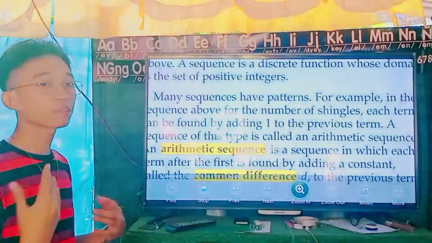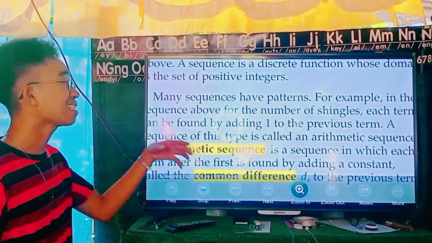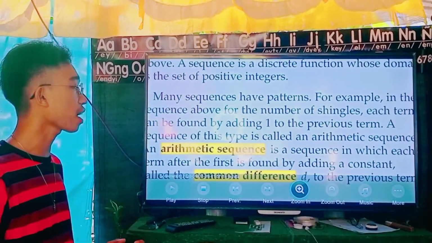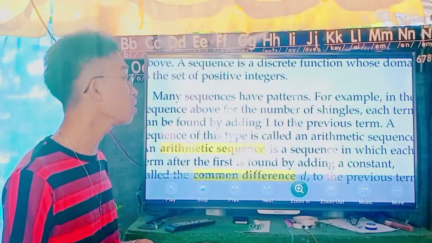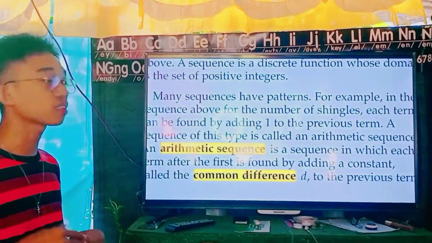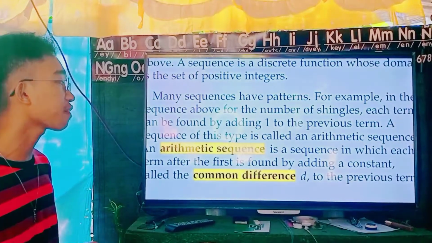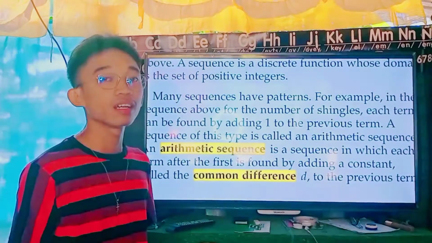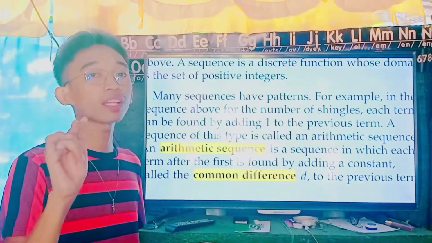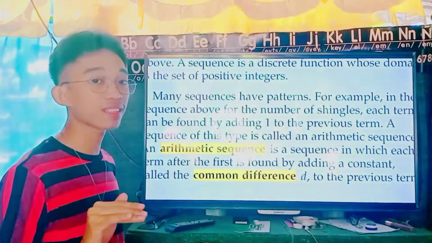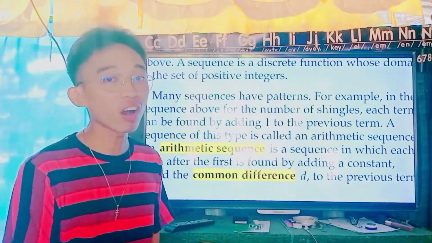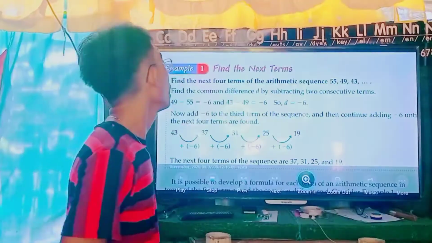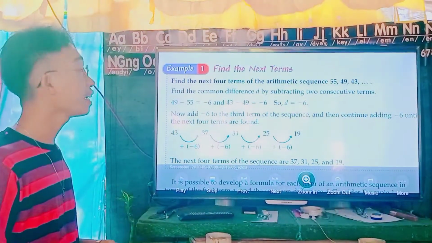What is an arithmetic sequence? It is a sequence in which each term after the first is found by adding a constant called the common difference d to the previous term. Later on, you will understand what the common difference is and what an arithmetic sequence really is. Here is an example of finding the next term.